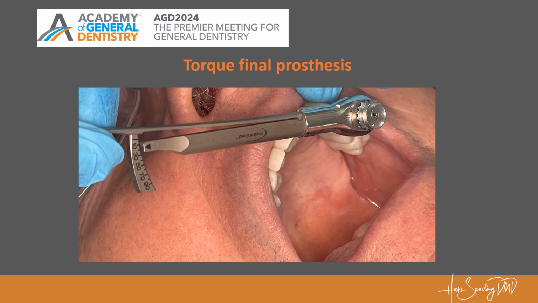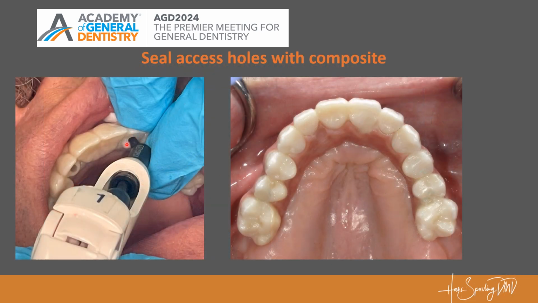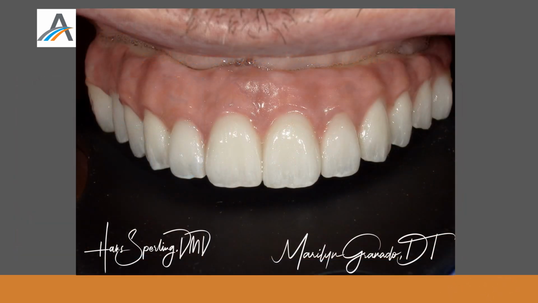Then we proceed to torque our prosthesis in mouth to 15 newtons. Those are tiny little screws. By hand, we torque to 10 to 15, but make sure that you don't over torque these screws. We place Teflon inside of our access holes, and then I like to seal them off with Omnichroma composite. You can almost not see where we're sealing those access holes. And this is our restoration characterized with Mio porcelain.